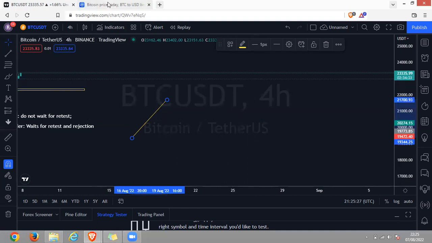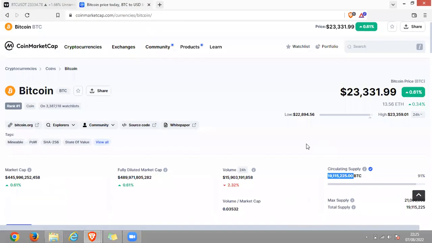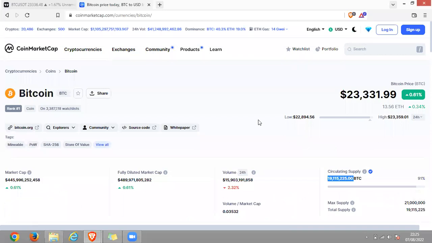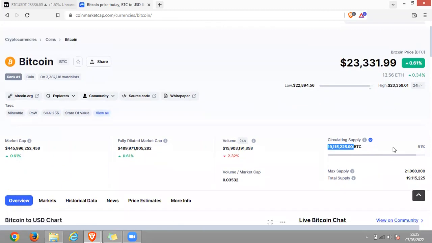Now, first of all, let's go. This is CoinMarketCap. Here you get to know almost everything you need to know about BTC. You get to know the circulating supply of BTC, so we have about 19 million BTC here. Now, multiply 19 million by the current price of BTC.